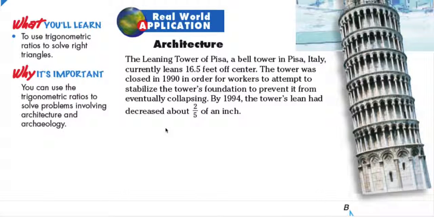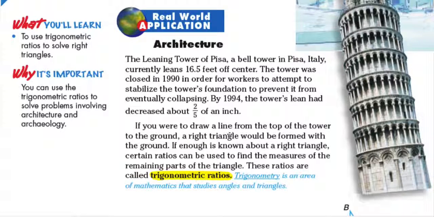So if you were to draw a line from the top of the tower to the ground, a right triangle would be formed with the ground. If enough is known about our right triangle, certain ratios can be used to find the measures of the remaining parts of the triangle. The ratios are called trigonometric ratios. Trigonometry is one area of mathematics that studies angles and triangles, and you will dwell more on this when you get to high school.